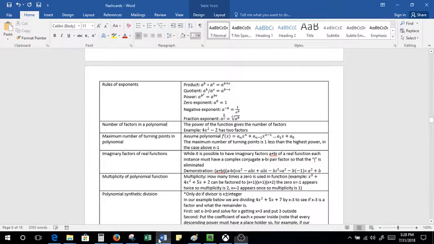Welcome back. Today we are going to look at polynomials. So first we're going to start real simple. The number of factors in a polynomial is given by the exponent. So for example, 4x squared minus 2 has two factors. They may not be real, but it does have two factors. And they could be repeats as well.